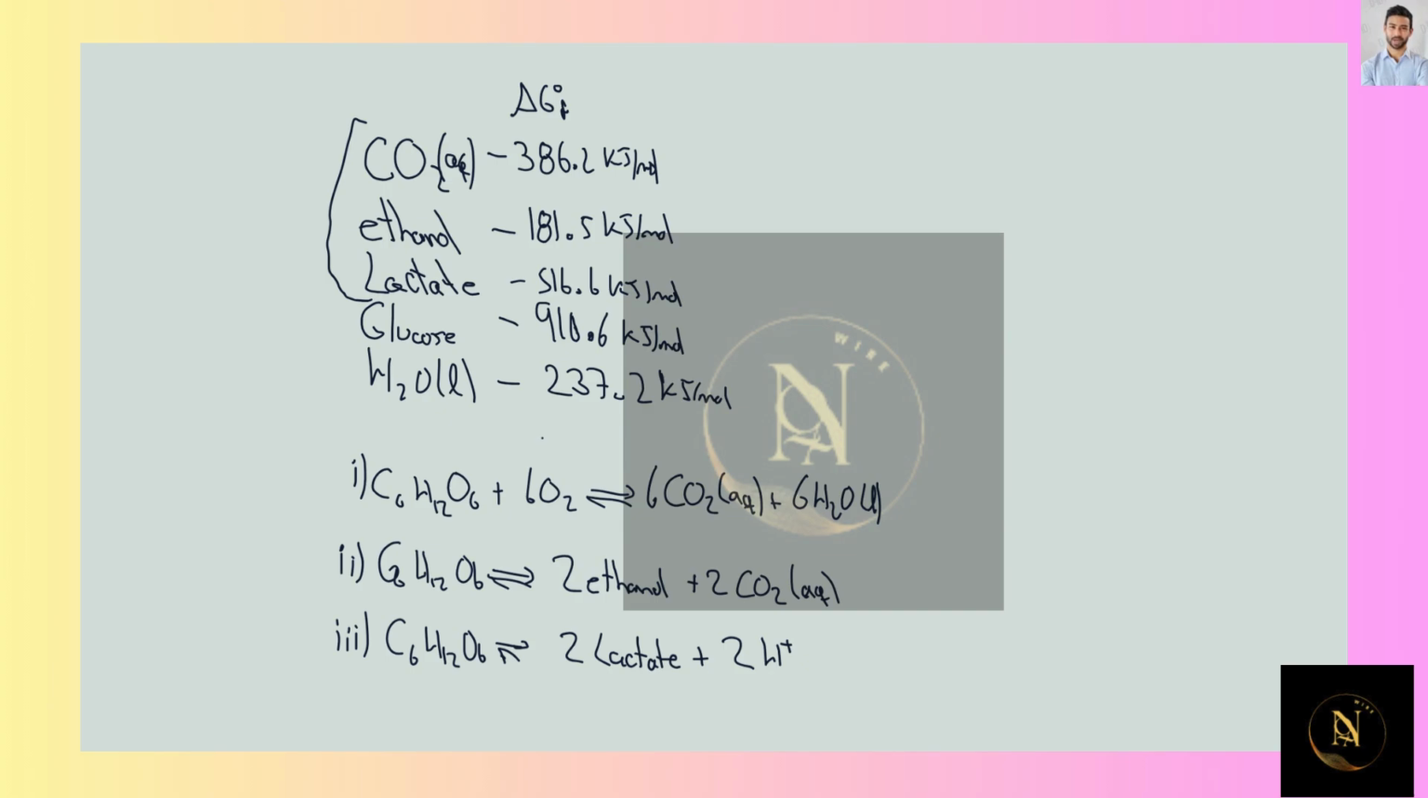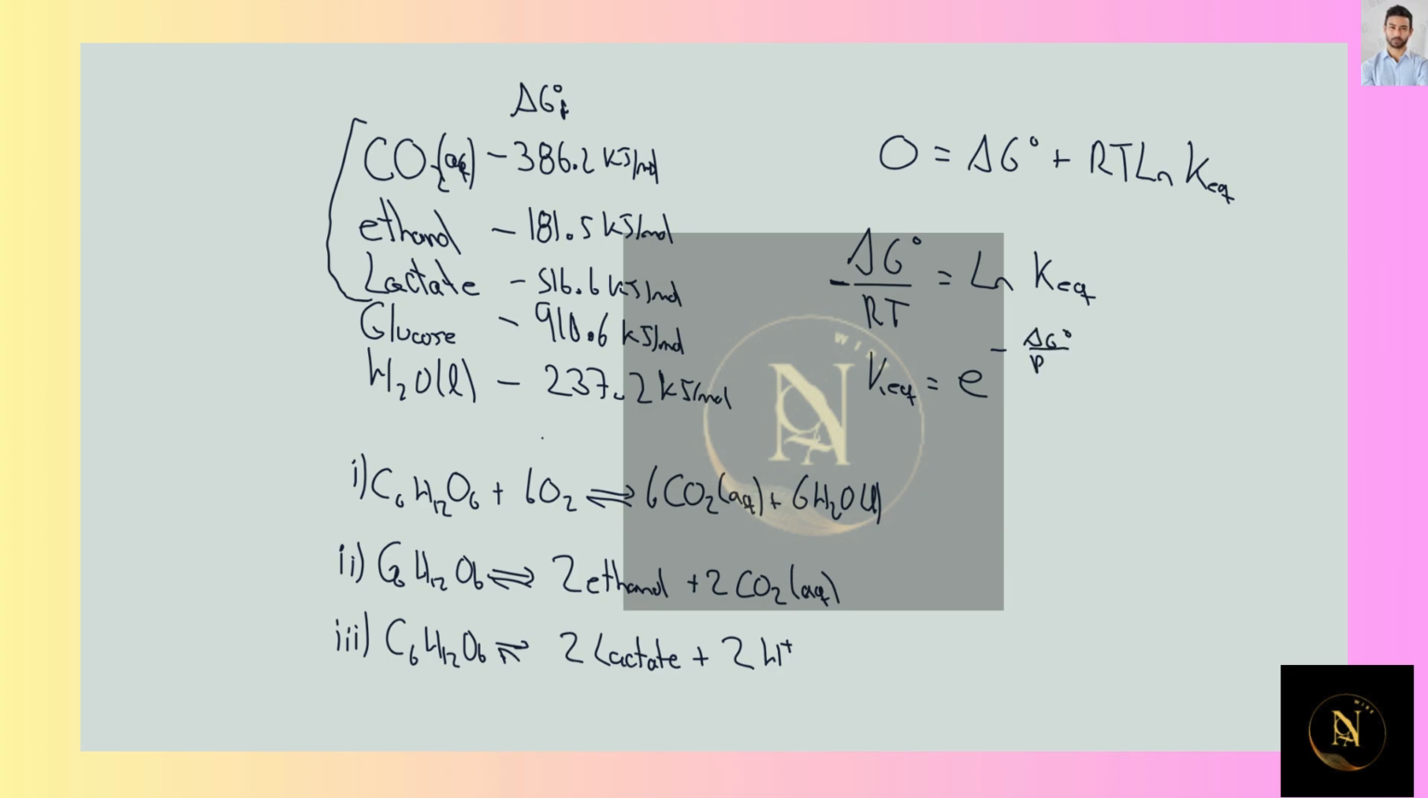So first of all, in order to calculate the equilibrium constant, we're going to realize that if we're at equilibrium, the delta G needs to be equal to 0. So that means that delta G naught plus RT logarithm of the equilibrium constant needs to be equal to 0. So delta G naught over RT is equal to the logarithm of the equilibrium constant. And finally, the equilibrium constant is going to be equal to the exponential of minus delta G naught over RT.